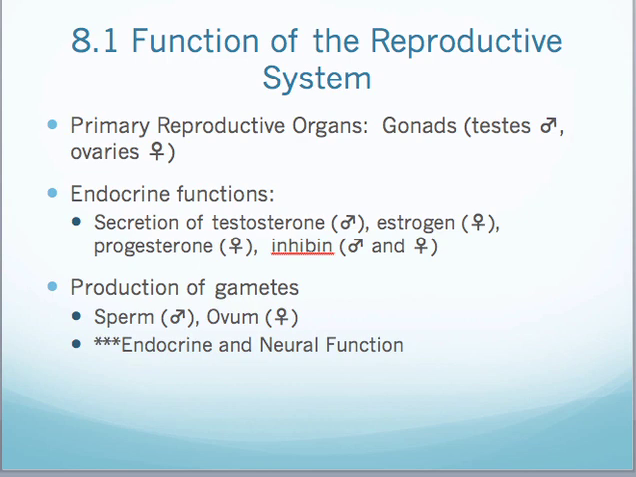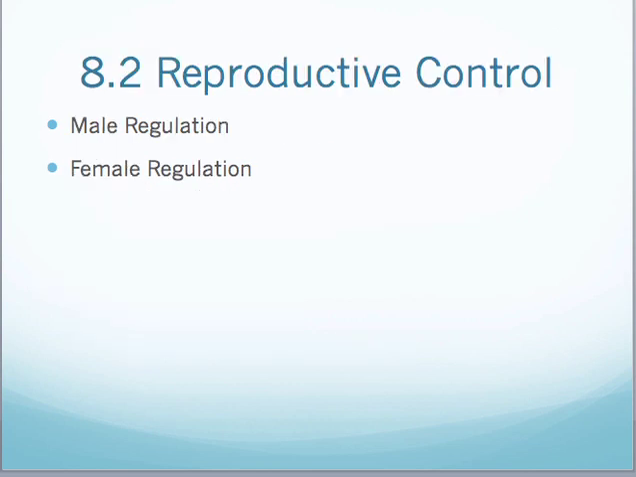We also should make a point that these gonads are under control of both the endocrine system and neural function. The neural function is mostly provided by the autonomic nervous system, and that includes both parasympathetic and sympathetic divisions. So how are these reproductive hormones regulated or controlled? The next slide is going to show you a general schematic representation of how that happens.